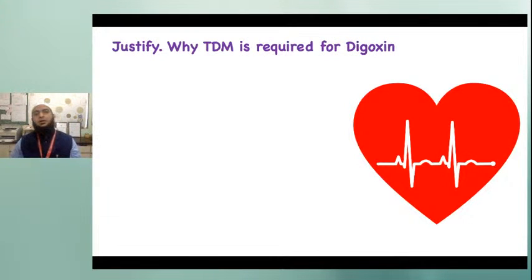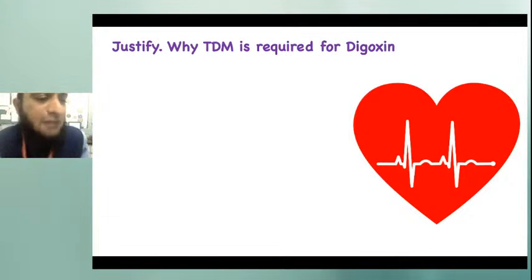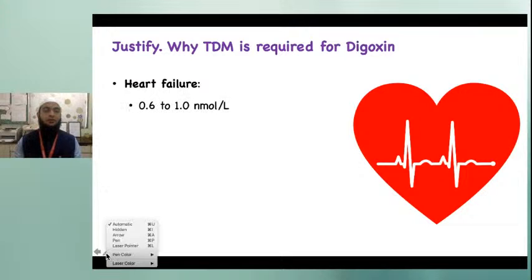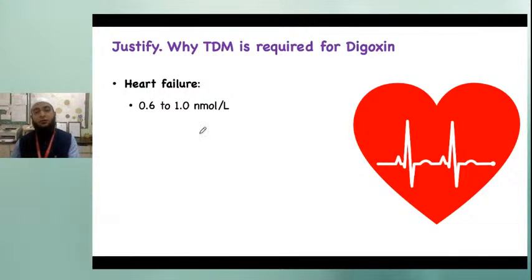Now we'll see TDM in case of 2 important drugs, and this is a very favorite question of the examiner. That is, justify why TDM is required for digoxin and why TDM is required in case of phenytoin. So let's see the reason. Why, whenever digoxin treatment is given, is it compulsory to monitor the plasma concentration of digoxin? Do remember that digoxin is used in 2 clinical conditions. The first is heart failure, and in case of heart failure the dose of digoxin is between 0.6 to 1 nanomole per liter.